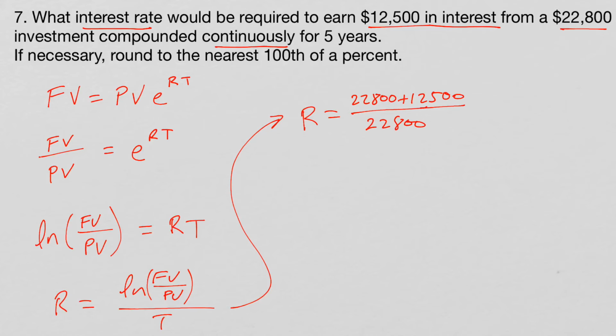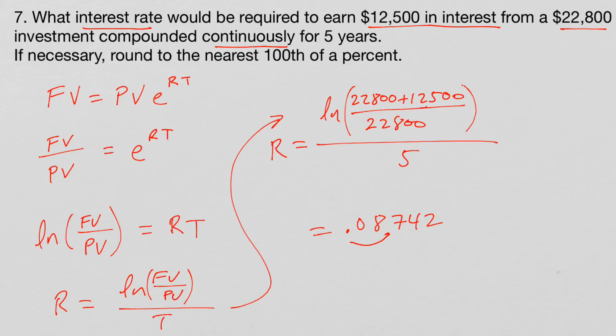Oops, I didn't leave myself very much room. Let me erase some stuff here. It's the log of that over time, which is 5. So this is our rate. Okay? So this is going to come out to, okay, I got 0.08742. And then if I move my decimal twice, this is going to be 8.742%. But if you round this to the nearest hundredth, it'd be 8.74%.